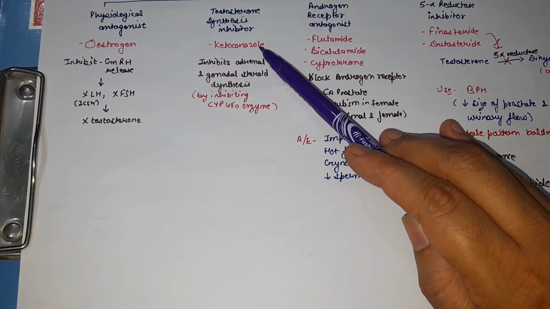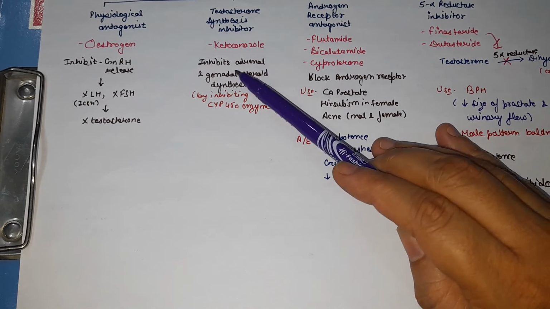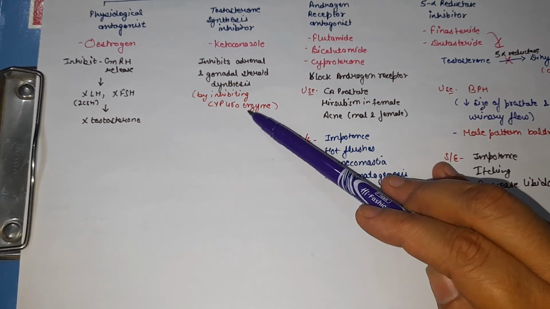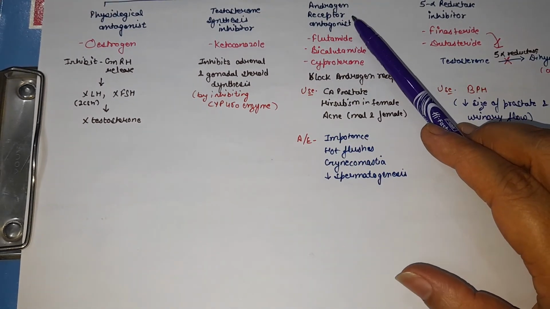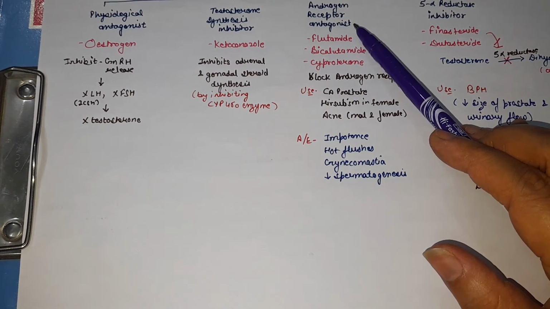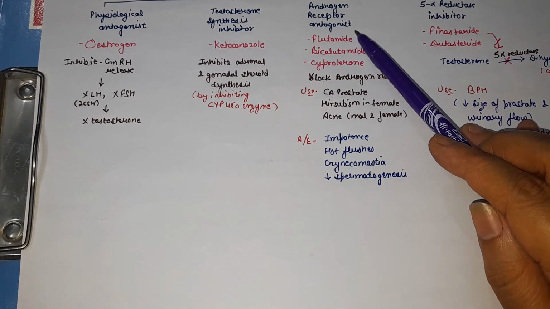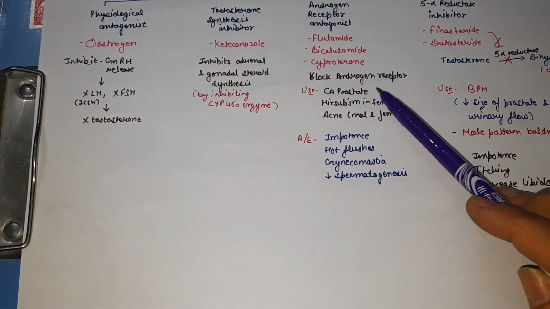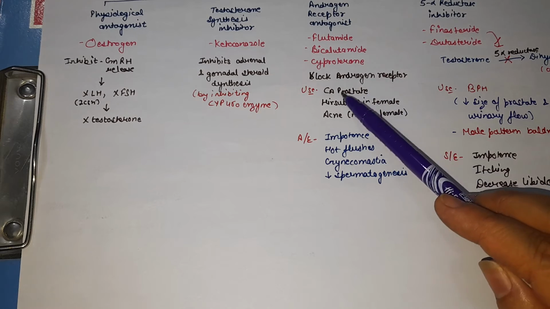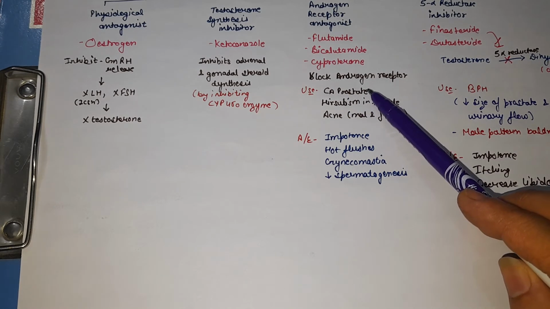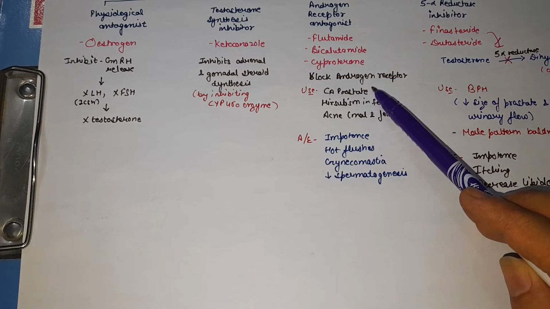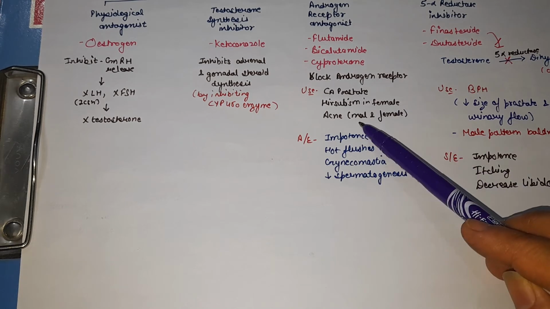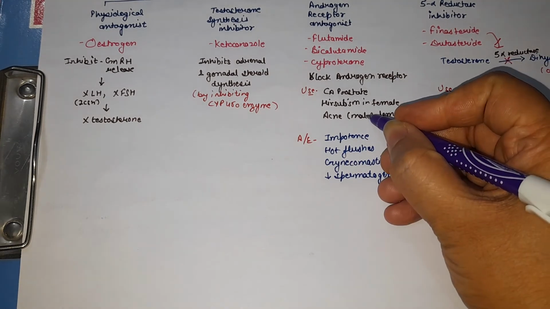Next group is testosterone synthesis inhibitors. It includes ketoconazole. It is an antifungal drug and it inhibits the adrenal and gonadal steroid synthesis by inhibiting the CYP450 enzyme. Next group includes androgen receptor antagonists, meaning they directly inhibit the androgen receptor. The drugs under it are flutamide, bicalutamide, and cyproterone. They block the androgen receptor, so they are used in treatment of carcinoma prostate. So there will be less secretion of the androgen from prostate and decreases its size. Next, in the treatment of hirsutism in female, and for the treatment of acne in both male and female.